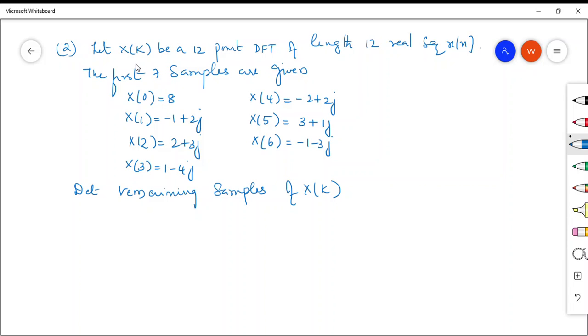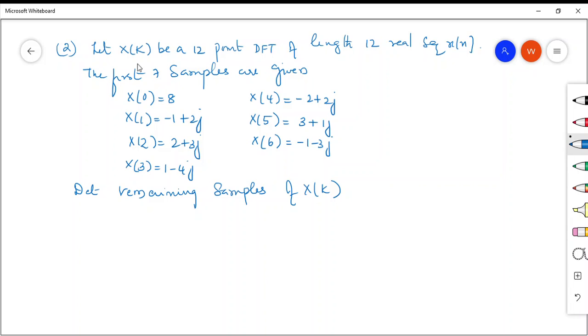Let X[k] be a 12-point DFT of a length 12 real sequence x[n]. The first 7 samples are given as X[0] = 8, X[1] = -1 + 2j, etc., up to X[6]. Now you have to determine the remaining samples of X[k].